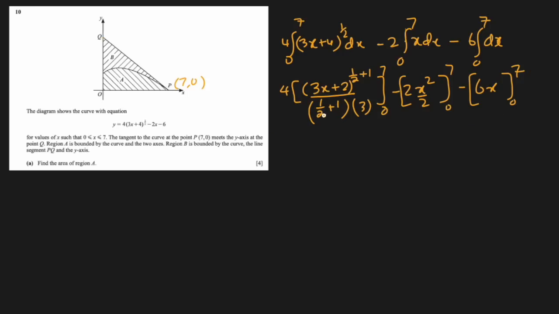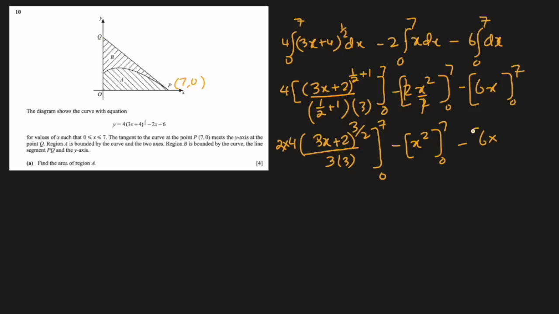Okay. And now let's simplify this. It will become 4, 3x plus 4 to the power 3 over 2 divided by 3 over 2, so I'll put 3 here and 2 on top, because the denominator of a denominator becomes the numerator, and this 3 is again there. Again from 0 to 7. This 2 and 2 can cancel out, so minus x square, minus 6x. So this is 9, this is 8, so 8 over 9.